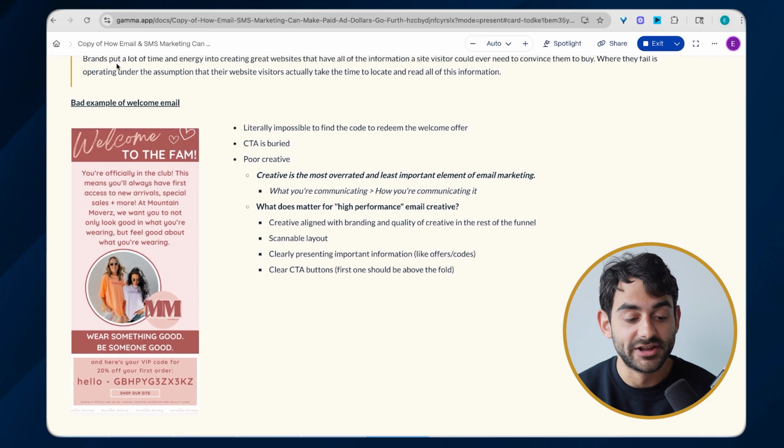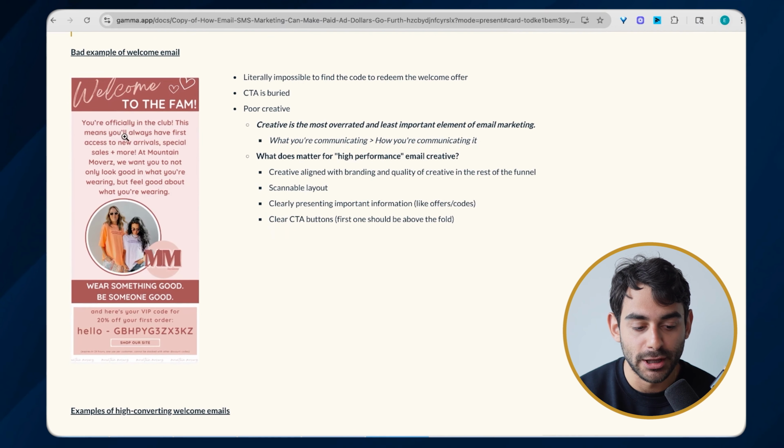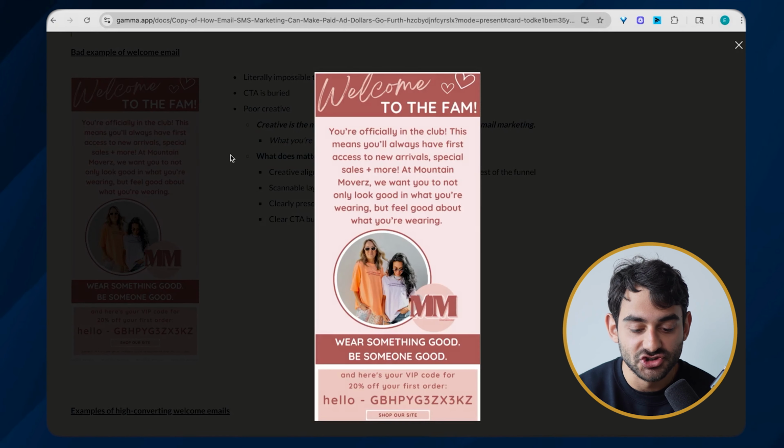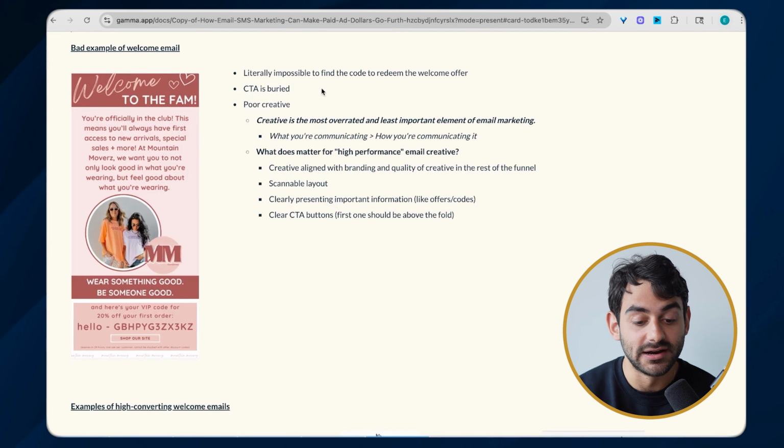So really quickly here, you can see a bad example of a welcome email that we have right here. And essentially, what's wrong with it is, number one, it's literally impossible to find the code to redeem the welcome offer.